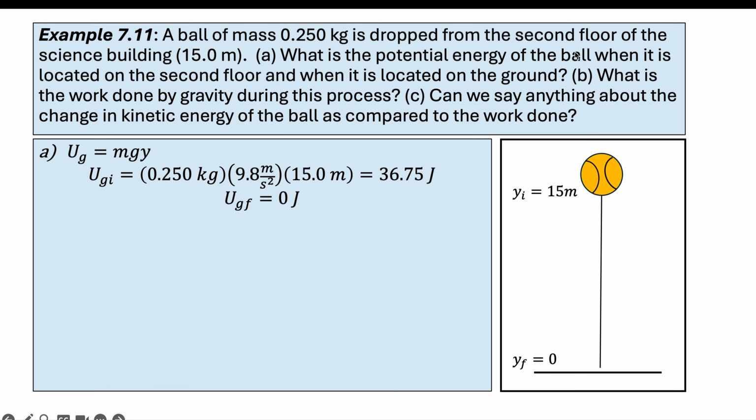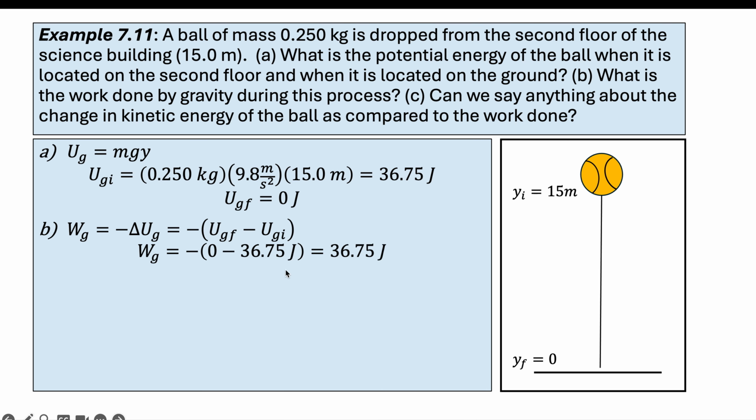So the next question says, what is the work done by gravity during this process? So we know that the work done by gravity is just minus the change in gravitational potential energy. So this is just minus the final potential energy minus the initial potential energy. Final potential energy is 0. Initial potential energy is 36.75. So the work done by gravity is 36.75 joules. You could also have said it's the initial potential energy minus the final, either way.